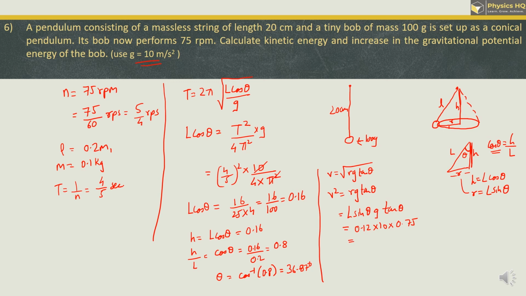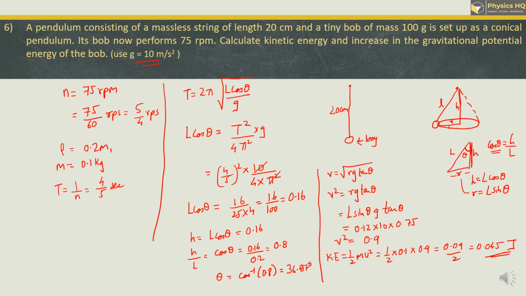So this is v square. Kinetic energy is given by half mv square, which is equal to half into mass, given as 0.1, into v square, which we got as 0.9. So this will become 0.09 by 2, which is 0.045. The unit of kinetic energy is joules.